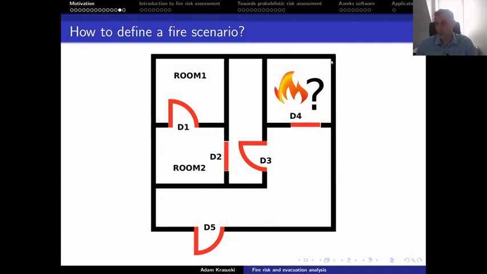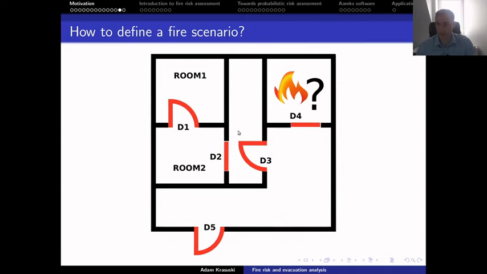It seems that this room has a lower probability, for example, because the area of this room is smaller than the area of this room. So we might expect that maybe the number of people in this room is greater, or the fire load density is greater. So the probability of fire ignition in this room may be a little bit higher than in this room.